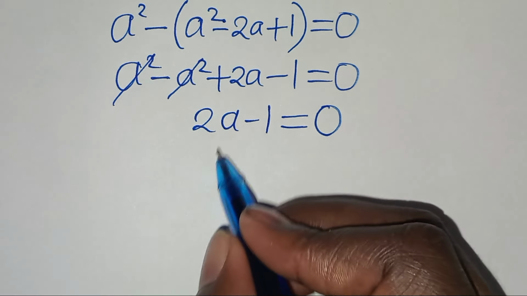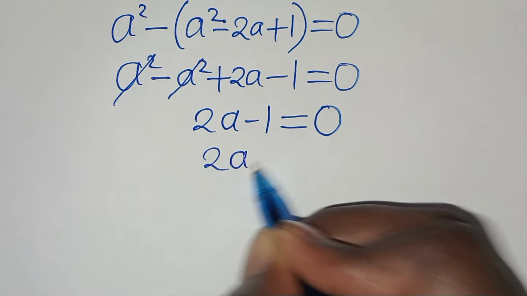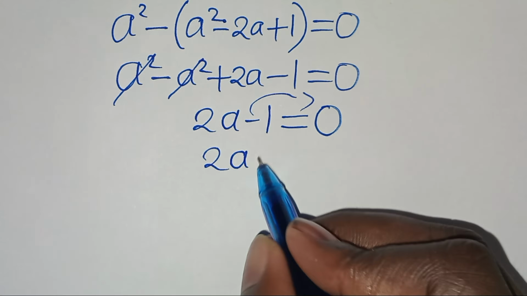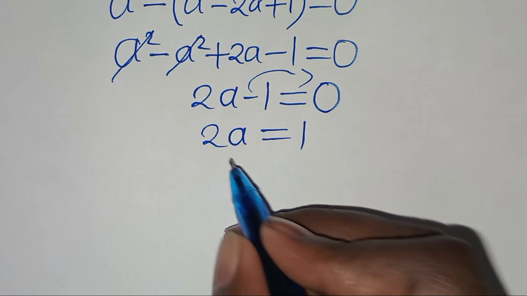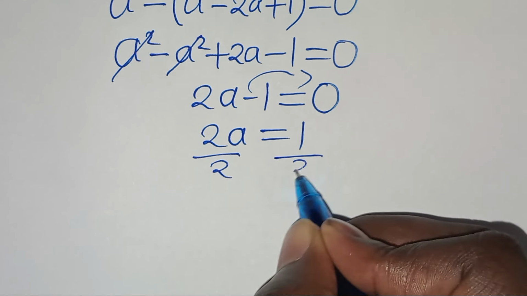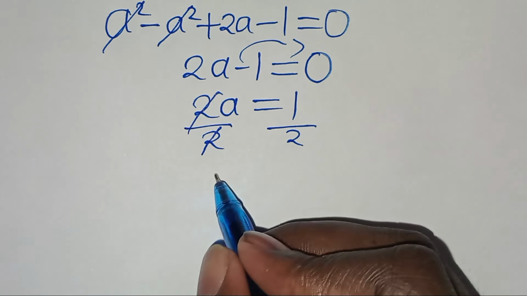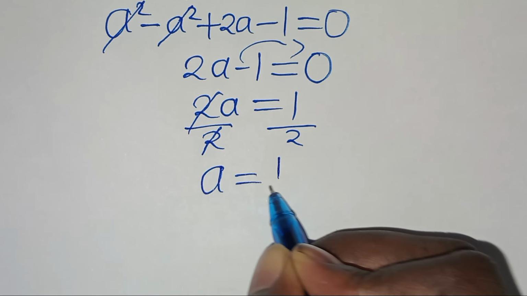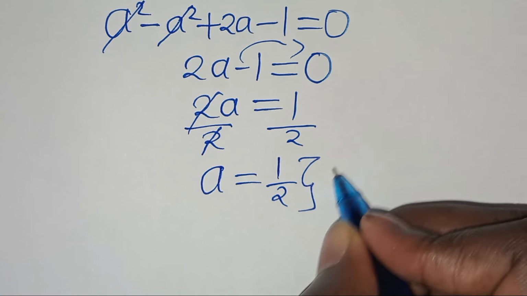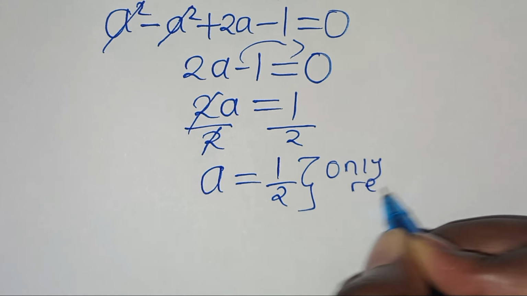Now, we have that this is 2a. Let's take minus 1 to the right hand side, so this is equal to 1. Let's divide both sides by 2, and this means that a is equal to a half. So this is the only real solution we have here.